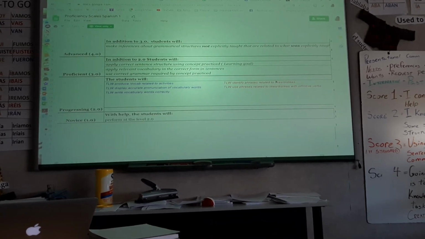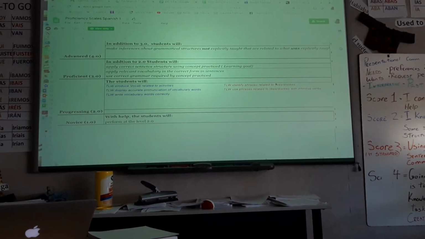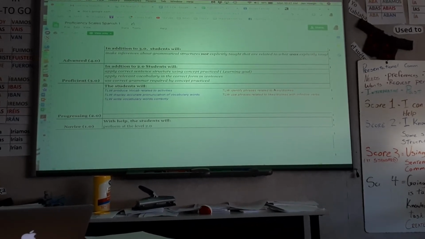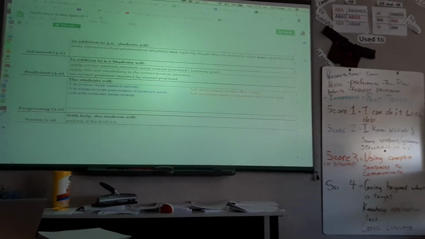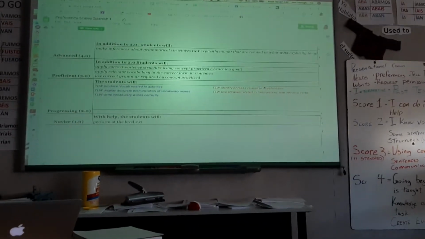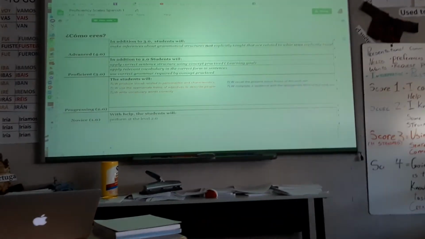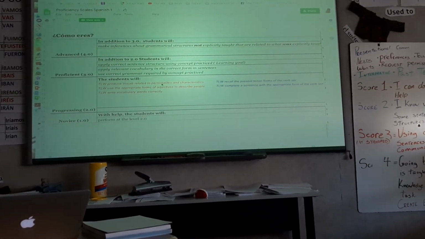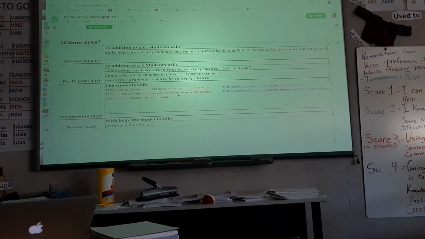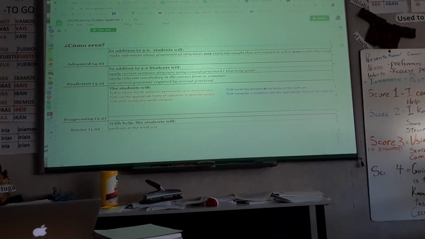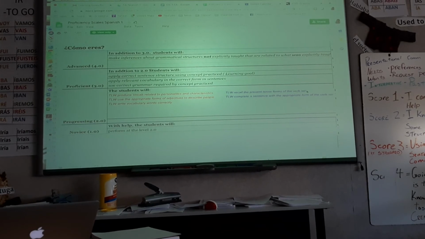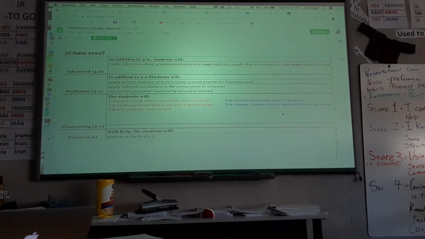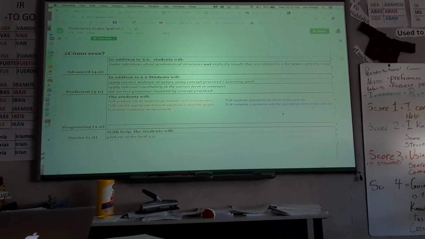And then look what's at score 4. Make inferences about grammatical structures not explicitly taught that are related to what was explicitly taught. So they have to go further, obviously. In chapter 1, you can see what they're addressing. Chapter 2, look, the scale doesn't change, except right here: personalities and characteristics, adjectives to describe people. Recall the present tense forms of the verb ser, complete a sentence with it. So their score 2 is the only thing that changes, but at score 3, they have to apply that every time.